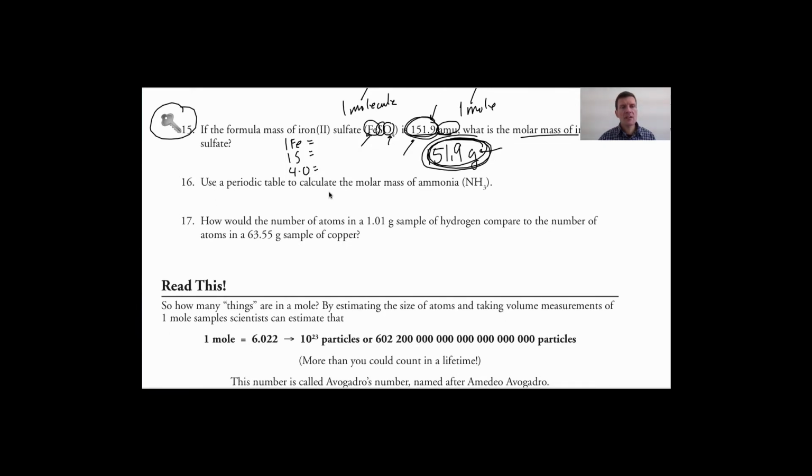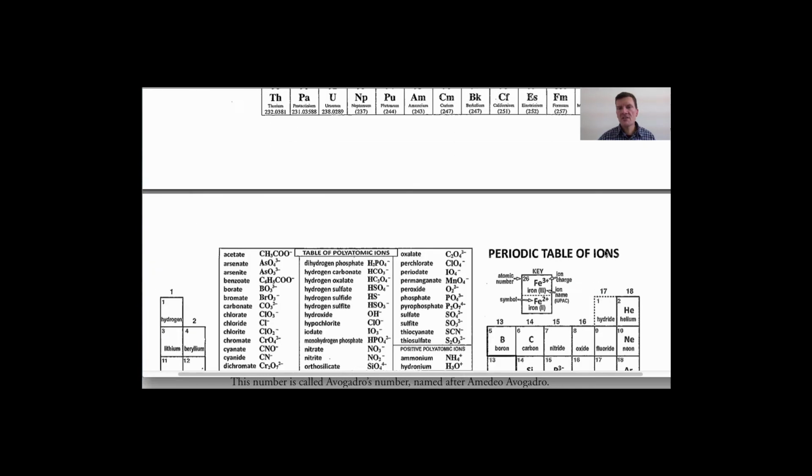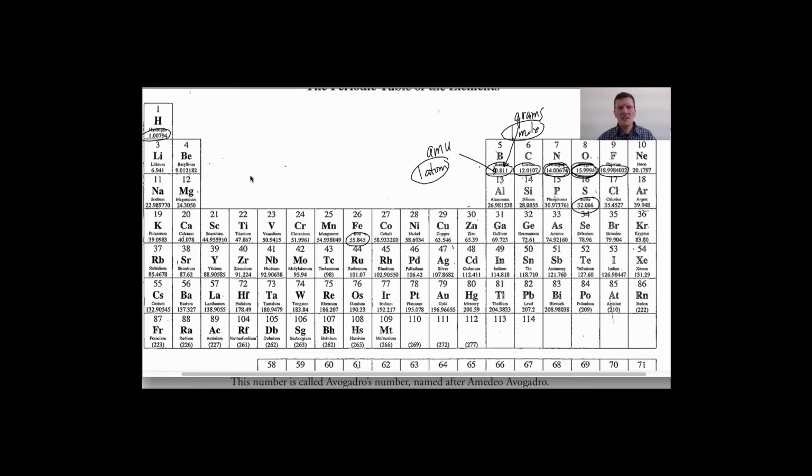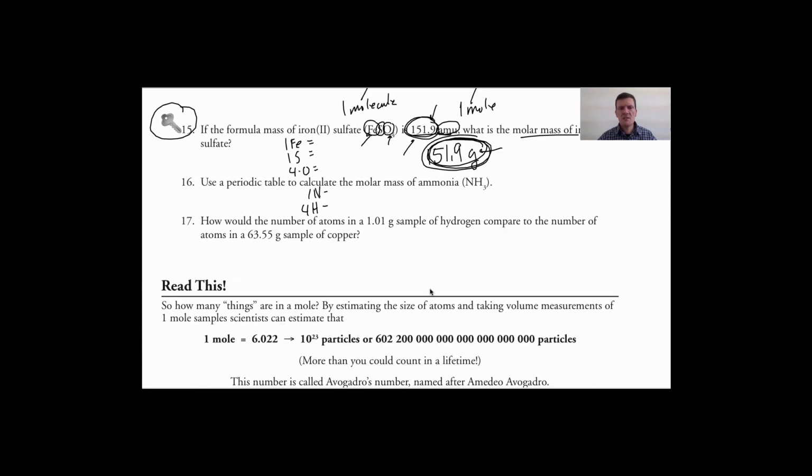Use a periodic table to calculate the molar mass of ammonia. So here we go. 1 nitrogen, 3 hydrogens. Nitrogen, I just look on the periodic table. Nitrogen is going to be about 14, I believe. There it is, 14. Hydrogen is 1. So let's just round off for ease of computation. 14, plus 3 times 1, so it's going to be about 17 grams for ammonia.